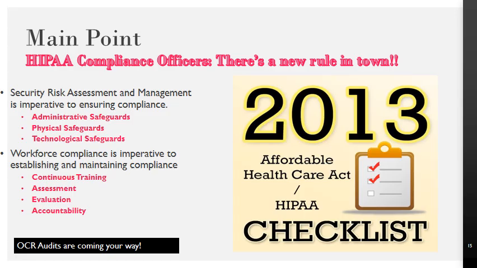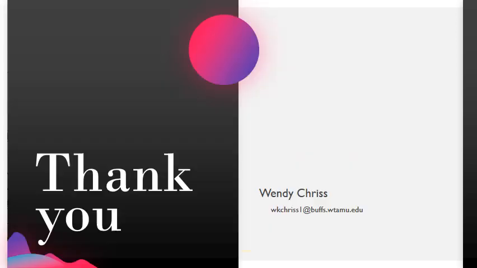Okay, so our main point, HIPAA compliance officers: there is a new rule in town, the security rule, which is going to require extensive security risk assessment and management. This is imperative to ensuring compliance. Those administrative, physical, and technological safeguards, it's going to be critical to go through those assessments and implement those things into your practice. Workforce compliance is imperative. Continuous training, assessment, evaluation, and holding that workforce or your employees accountable is going to be imperative to compliance.